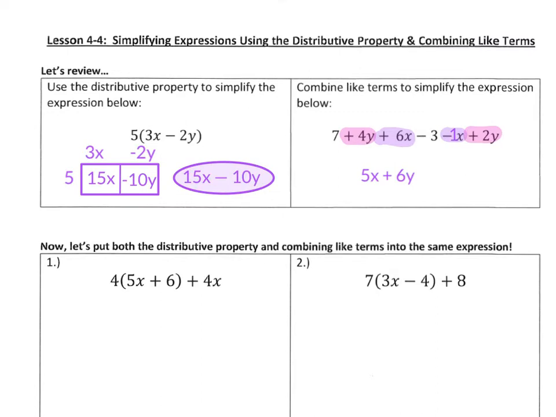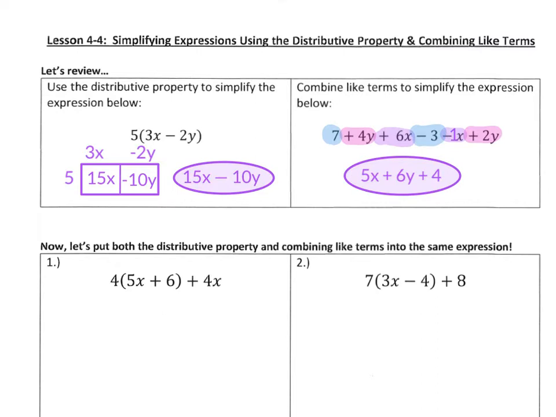Then I'm again looking for, I'm not done highlighting, I haven't used all my terms yet, so I have to put together the 7 minus 3, which are both constants. 7 minus 3 gives me 4. So at the end, I'm going to put the plus 4. And those are all of my like terms. Everything's combined, so I can go ahead and circle my answer, 5x plus 6y plus 4.